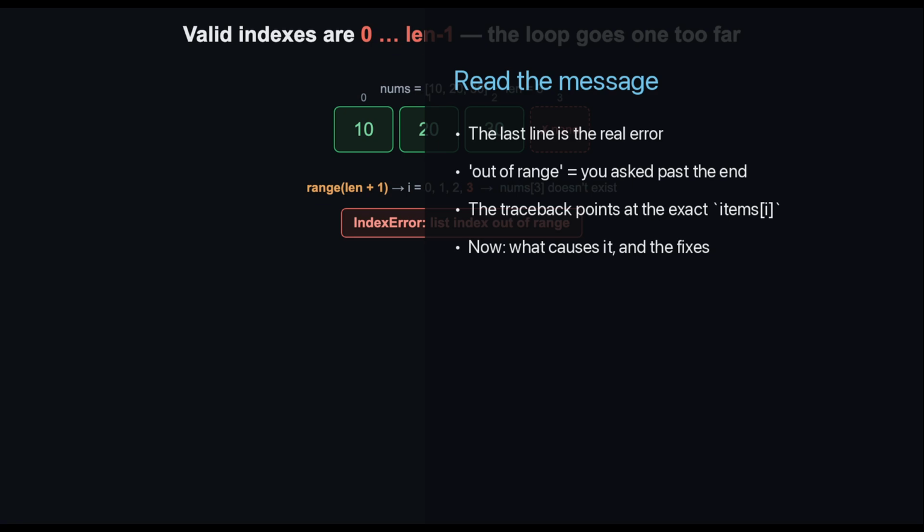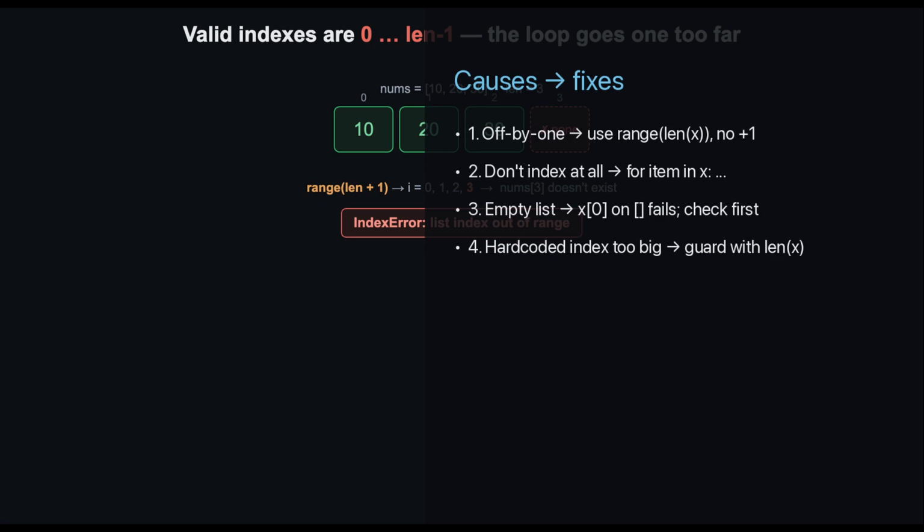With that, here are the usual causes and their fixes. Number 1, the off-by-1: drop the plus 1, so range of just the length. Number 2, and better, don't index by hand at all, loop over the items directly, which can never go out of range. Number 3, an empty list, where even index 0 fails, so check the length first. And number 4, a hard-coded index that's simply too big, which you guard against with the list's length.